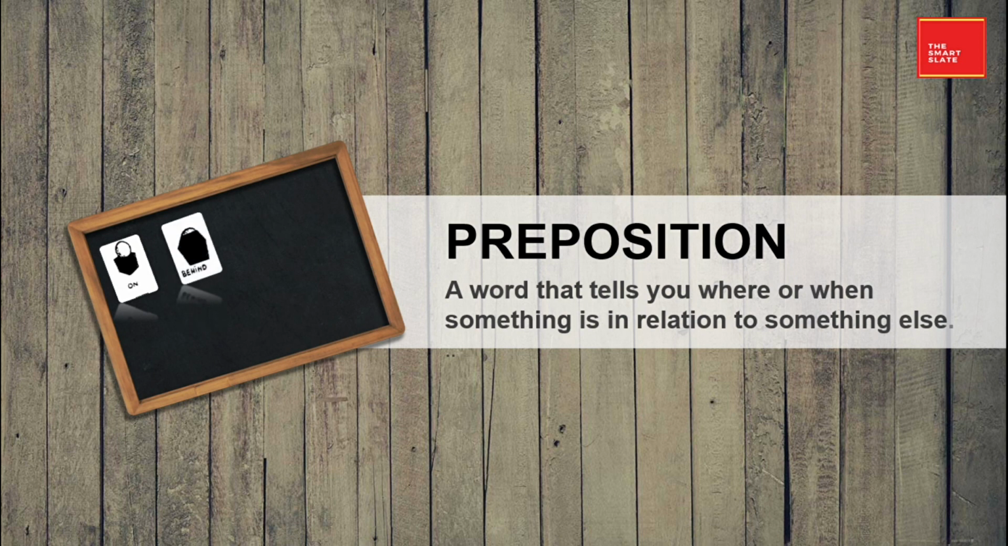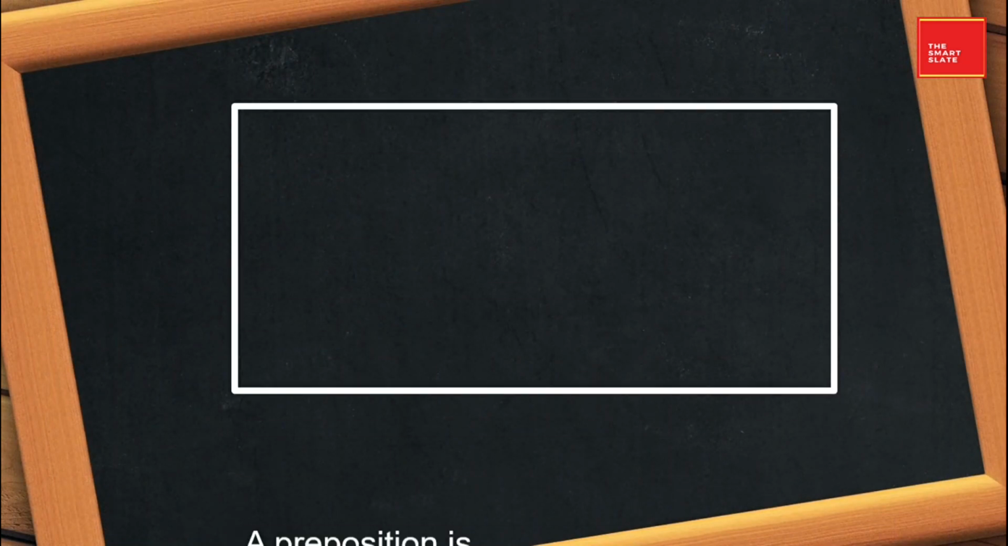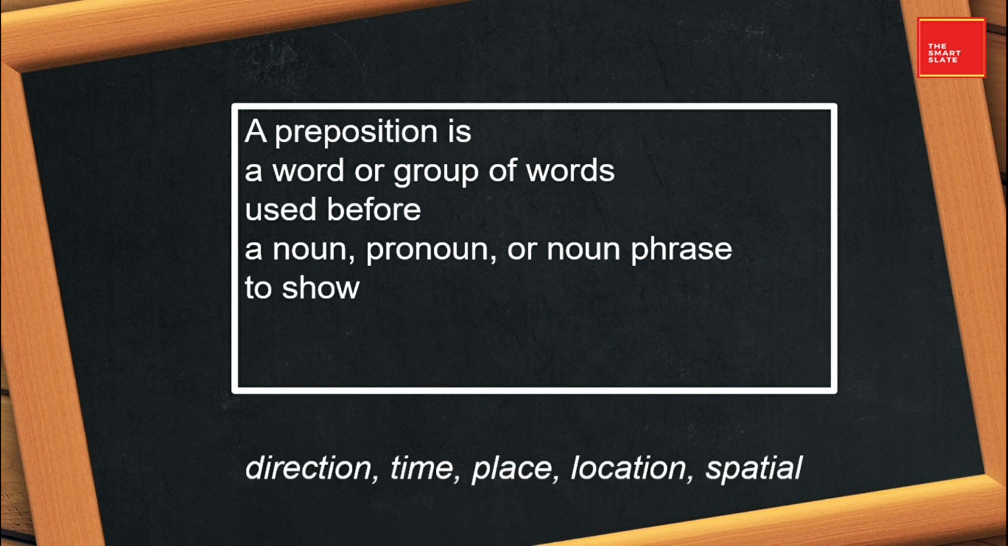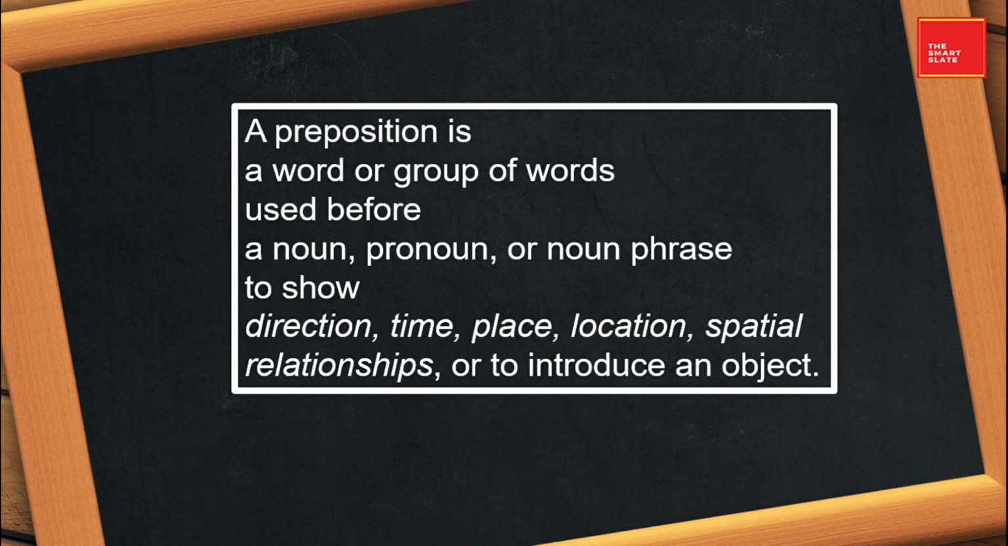Next, the ball is behind the box. Behind again shows you where the ball is, or the relation between the ball and the box. And in front of, in or between two cubes, next to a box, or under the table. These words act as prepositions. A preposition is a word or a group of words usually used before a noun, pronoun, or noun phrase to show direction, time, place, location, spatial relationships, or to introduce an object.